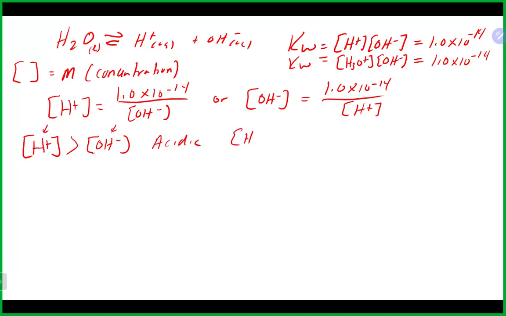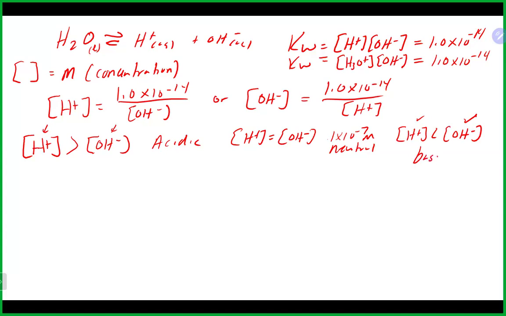If the H plus concentration equals the OH minus concentration, then they actually both will equal 1 times 10 to the minus 7 molar, and that would be neutral in that case. And if the H plus concentration is less than the OH minus concentration, that means the base part here is greater than the acid part. It will be basic in this case. So that is one way that you can figure out whether or not a solution is acidic.